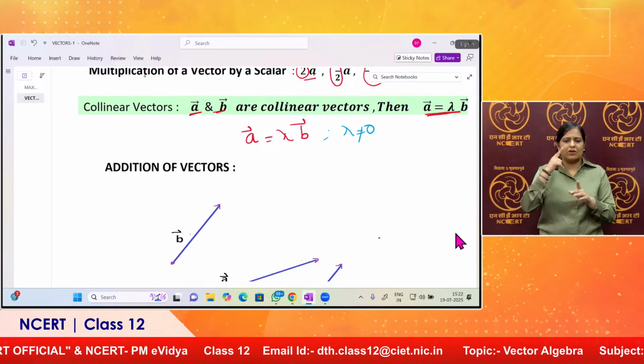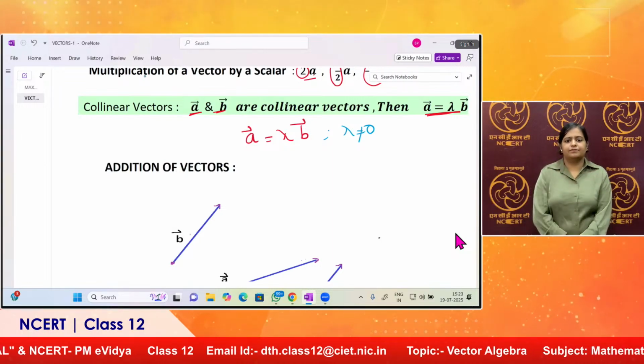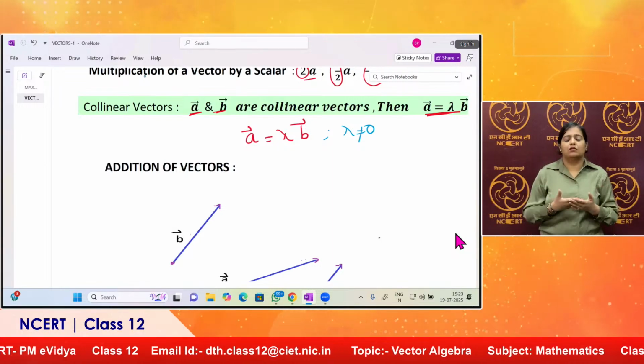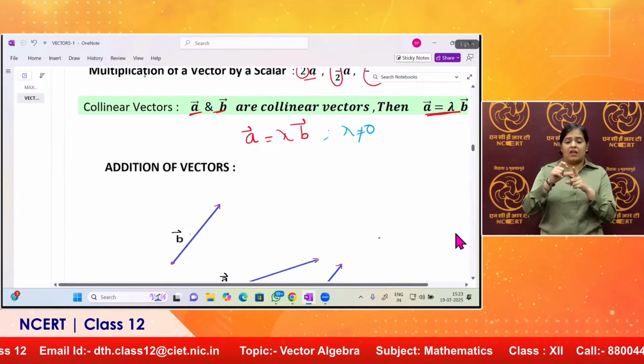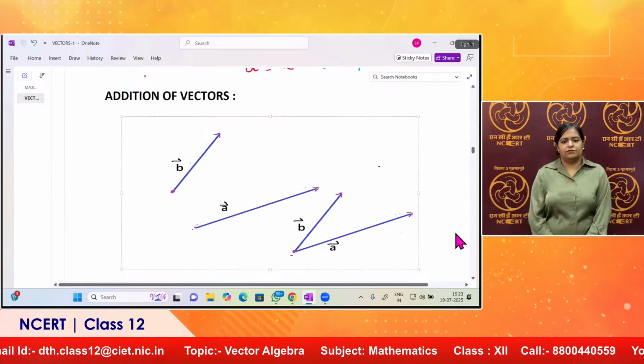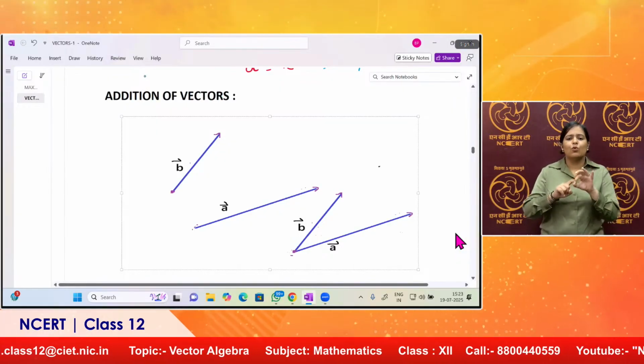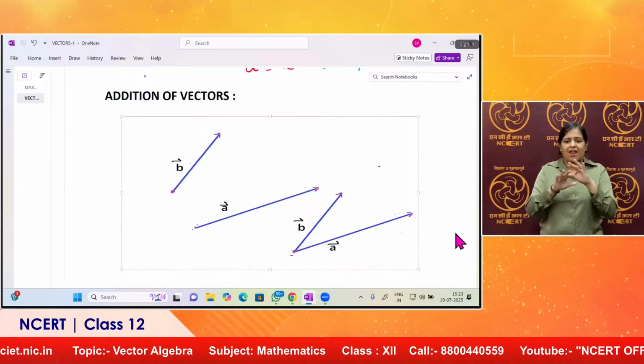Fine? यहाँ तक किए. Now we move on to the algebra. That is, we start now the operations that we have in mathematics, that is addition. Let's take up the first operation, that is addition. Now the question is, how do we add two vector quantities?